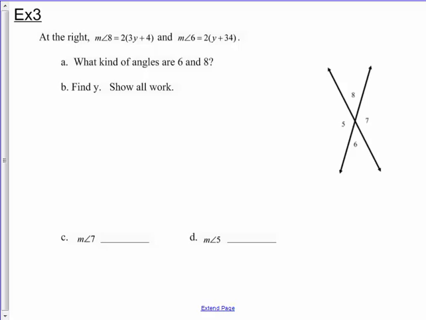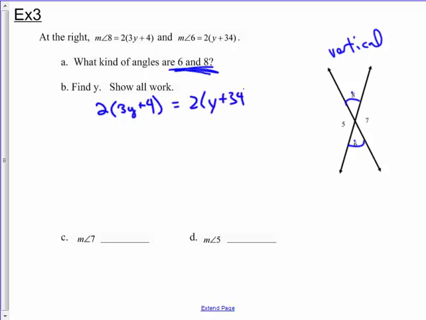In example 3, now we have some straight geometry problems here. It says at the right angle, 8 is that, angle 6 is that. So what kind of angles are 6 and 8? We look, they're across from each other, so we consider those vertical angles. They ask us to find y. What do we know about vertical angles? They are equal. So I set the two angles equal to each other.